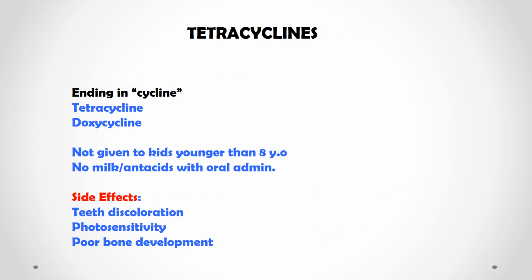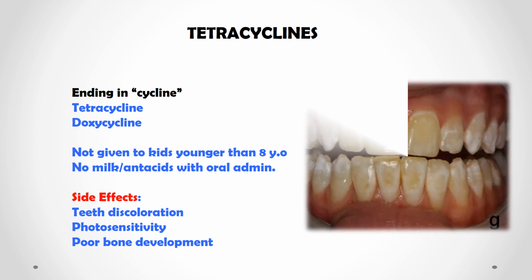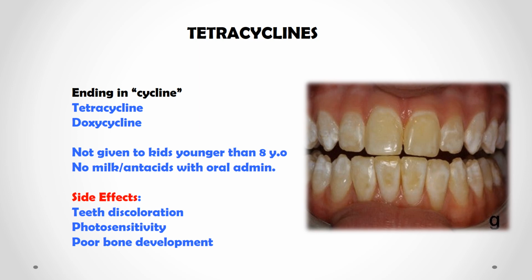Our next set of antibiotics include the tetracyclines. Tetracyclines are easy to remember because they end in the word cyclin. Examples include tetracycline, doxycycline, and minocycline. If you look closely at the picture, you'll see some yellow-looking teeth.